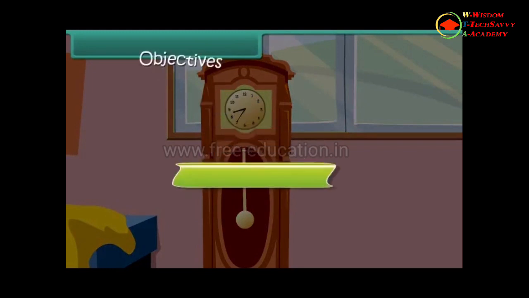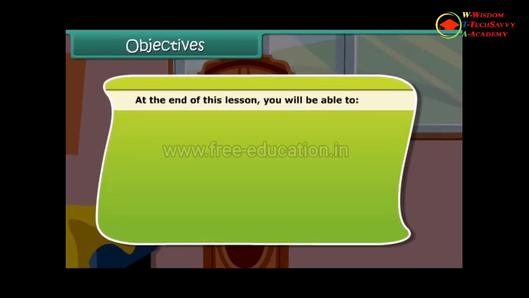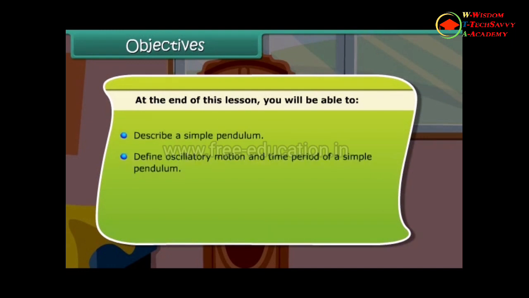Objectives. At the end of this lesson, you'll be able to describe a simple pendulum, define oscillatory motion and time period of a simple pendulum, differentiate between uniform and non-uniform motion, and plot a distance-time graph.